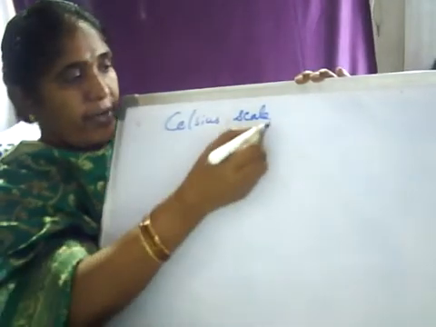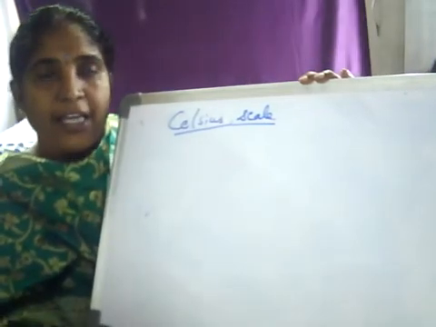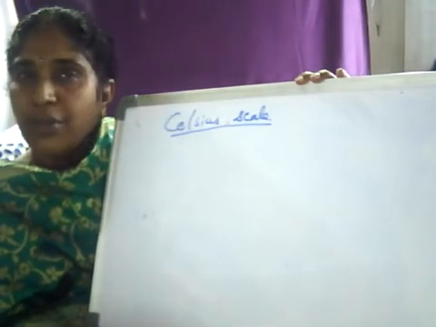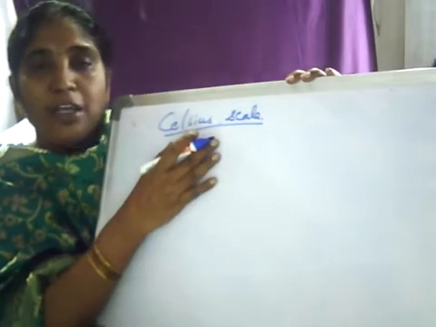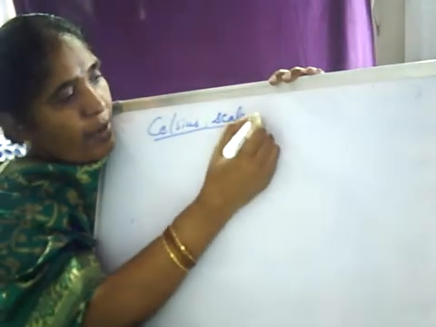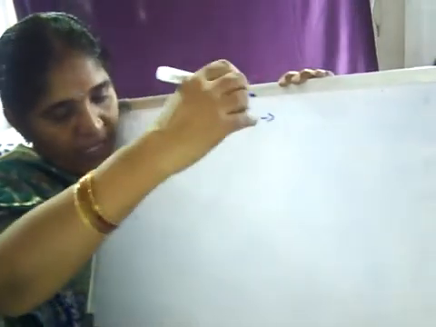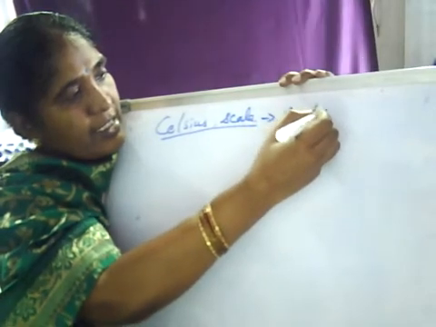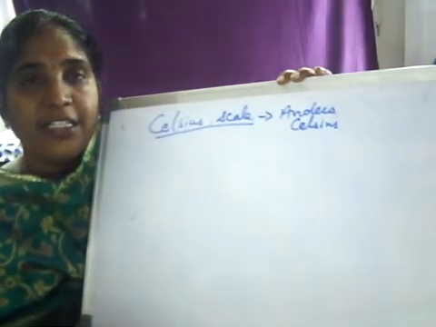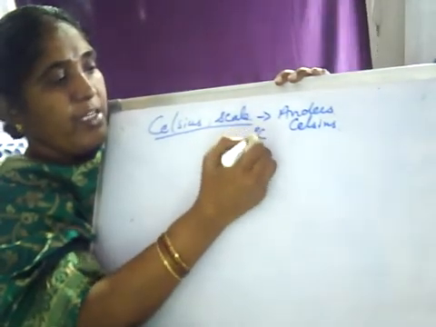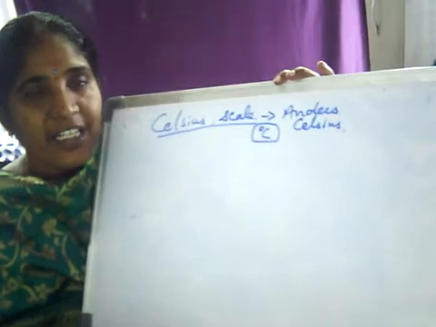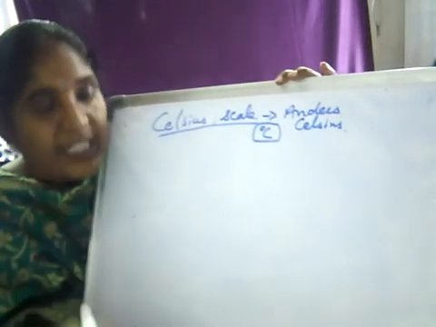This Celsius scale usually depends upon the freezing point and the boiling point of water. Here the lower fixed point and the upper fixed point are taken. This scale was first given to us by Anders Celsius. So we call it the Celsius scale, and it is denoted by degrees centigrade. We call it degrees Celsius, right?